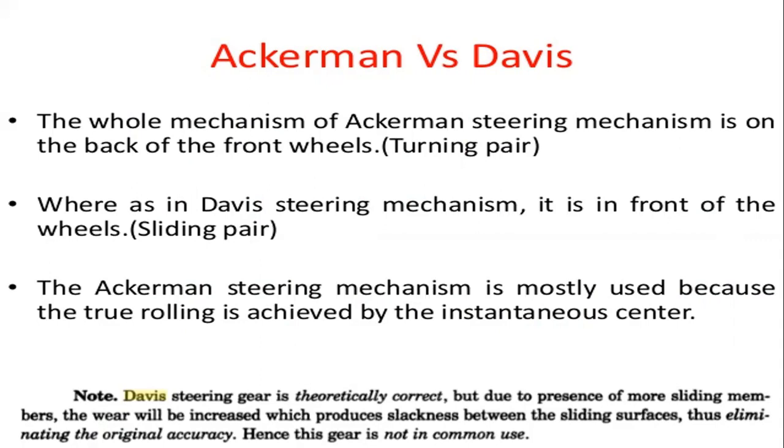And Davis steering gear is theoretically more correct than the Ackermann's steering gear, but due to the presence of more sliding members, the wear will increase, which produces slackness between the sliding surfaces. Thus, it eliminates the original accuracy. Hence, this type of steering gear is not in common use, because of the addition of these sliding pair mechanisms. So generally, Davis steering gear mechanism is theoretically more correct than the Ackermann's steering gear mechanism.